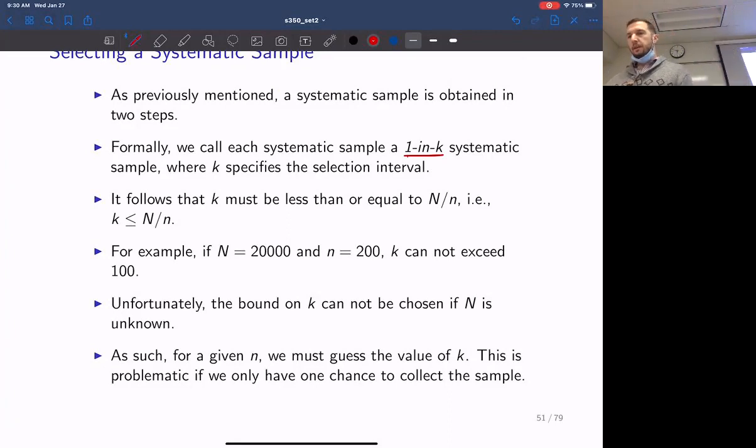Okay, so the bound on K is the population size divided by the sample size. So K must be less than or equal to capital N over little n. So for example, if capital N is 20,000, little n is 200, K cannot exceed 100 since 20,000 divided by 200 is 100. It follows that one downfall of the procedure is if we don't know capital N, then we can't reliably pick K to be within this bound.